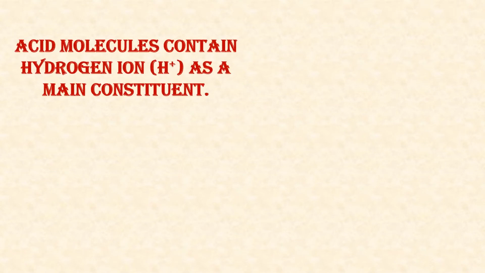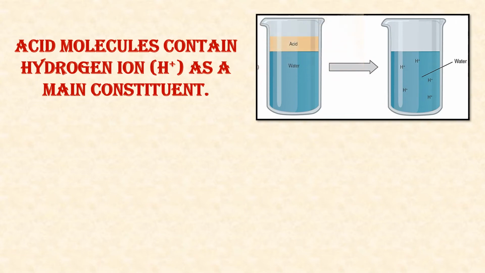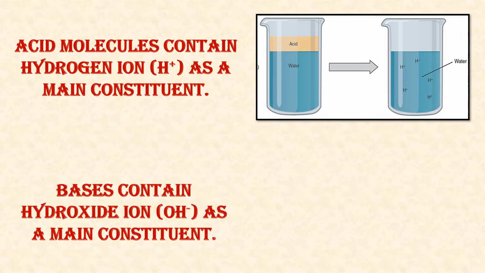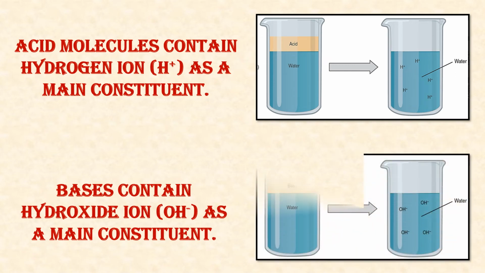Another distinguishing characteristic is that acid molecules contain hydrogen ion as their main constituent. So when an acid is dissolved in water, it dissociates to form H+ or the hydrogen ion. Whereas bases contain hydroxide ion or OH as the main constituent. So bases dissolved in water give you OH-.